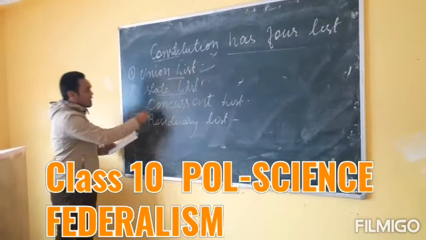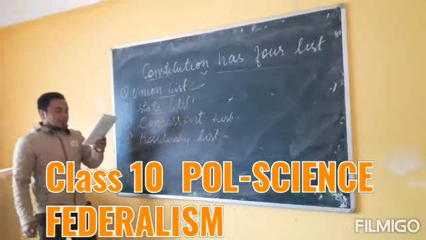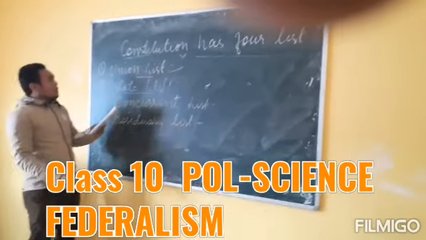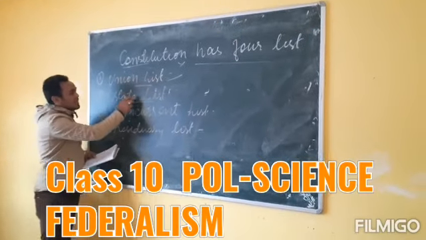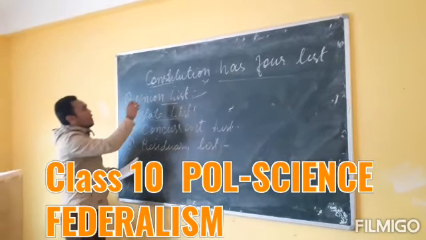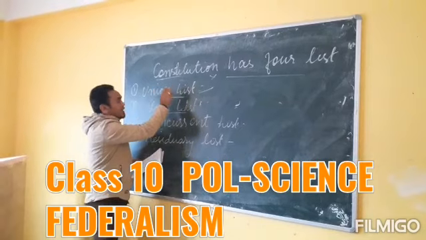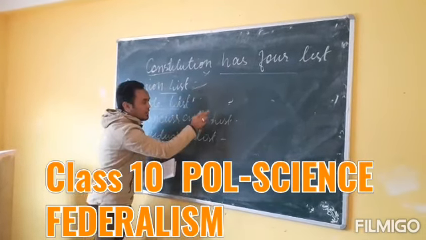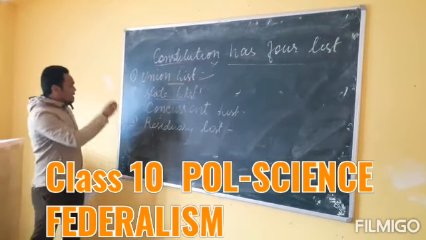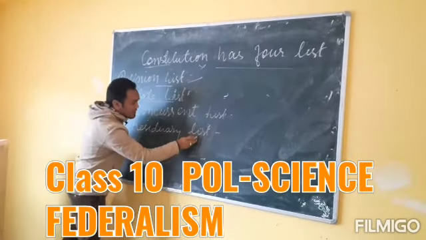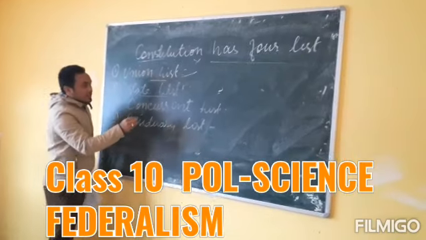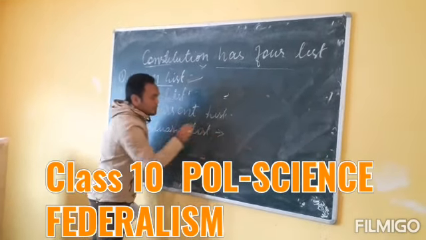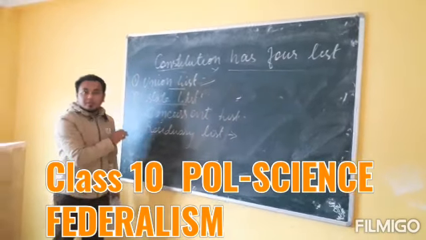Now number three is the concurrent list. The concurrent list includes subjects of common interest to both the union list and the state list. Both the central government and the state government can make laws on the concurrent list. Now the last is the residuary list. New subjects are included in the residuary list.